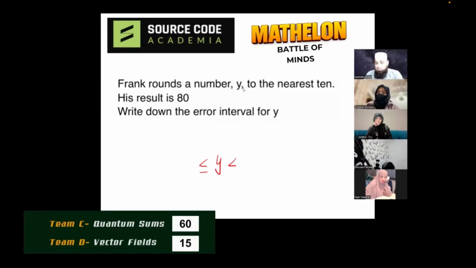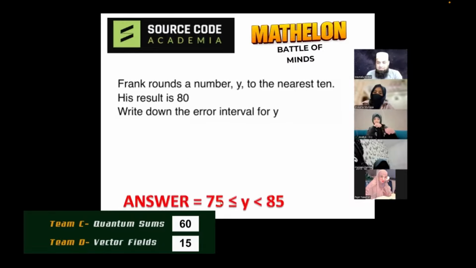Frank rounds the number y to the nearest 10 and the result is 80. So to the nearest 10, the degree of accuracy is 10 divided by 2 equals 5. You need to add and subtract 5 from it. So it will be between 75 and 85. That is the answer. Unfortunately, your answer is incorrect. That's why we need to deduct the score.